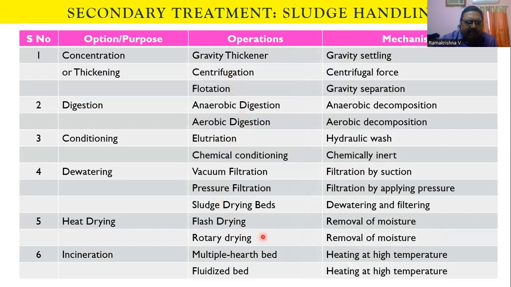We'll try to see some of the major important operations which are usually adopted in sludge handling. The last column gives the different mechanisms, the principle. The gravity thickener is based on gravity settling. Similarly, anaerobic digestion is based on anaerobic decomposition. Sludge drying beds are mainly dependent upon dewatering and filtering techniques, and incineration is based on heating at high temperature to reduce or evaporate the water in the sludge, to name a few.